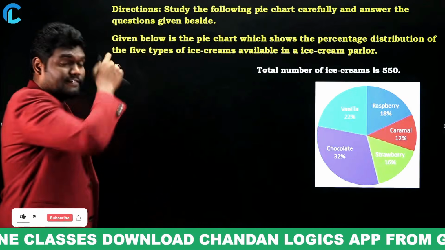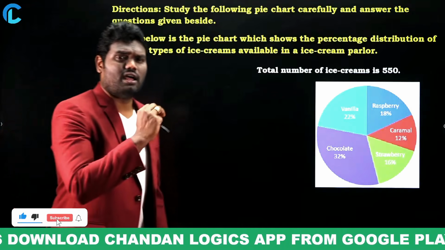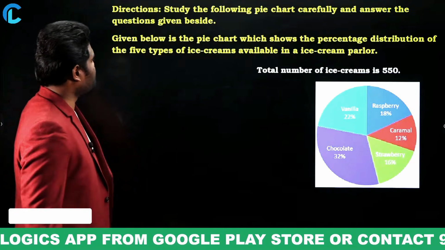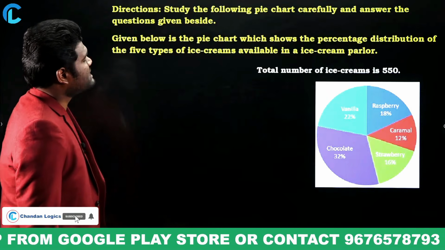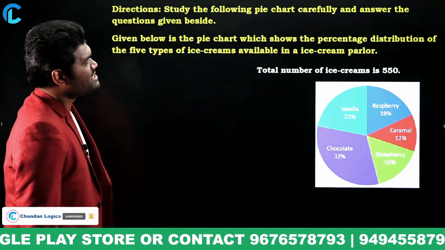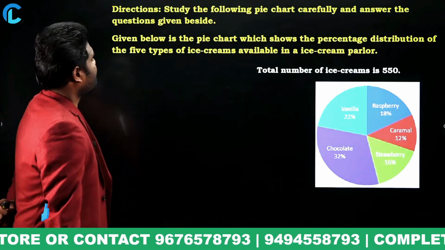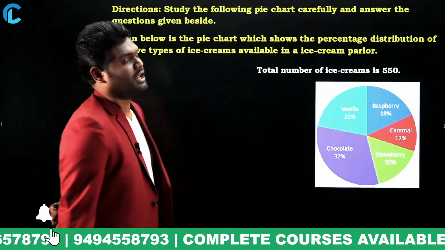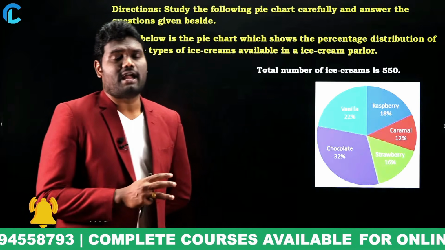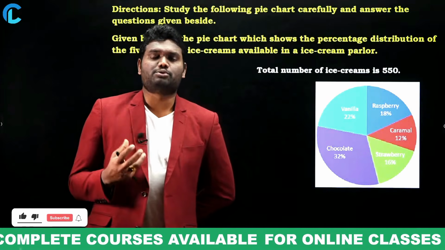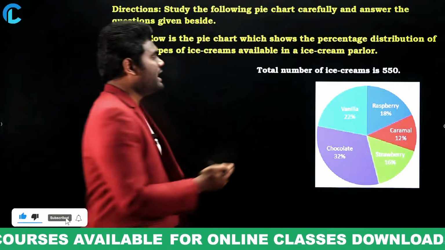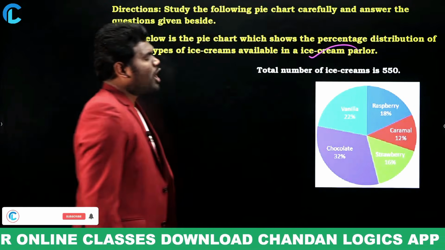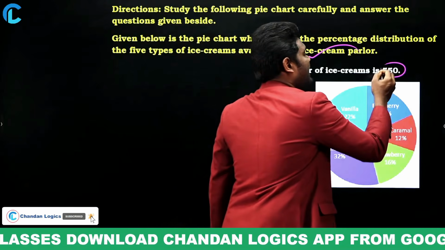That's it. This is our first question. This is an easy level question only. You can solve these questions very easily. Just read the question. Given below is the pie chart which shows the percentage distribution of the 5 types of ice creams available in an ice cream parlor. So this graph is regarding 5 different types of ice creams available in an ice cream parlor. Here if you observe, total number of ice creams, how many?